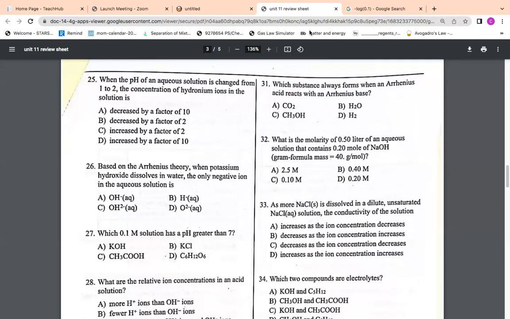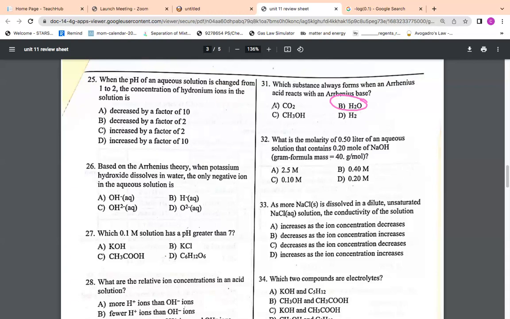31, which substance always forms when an Arrhenius acid reacts with an Arrhenius base? This is a neutralization reaction. Our two products are always water and salt. However, I see that there is no salt here, but I do have water, so that is always one of my products. This is carbon dioxide, this is methanol, and this is just hydrogen gas.